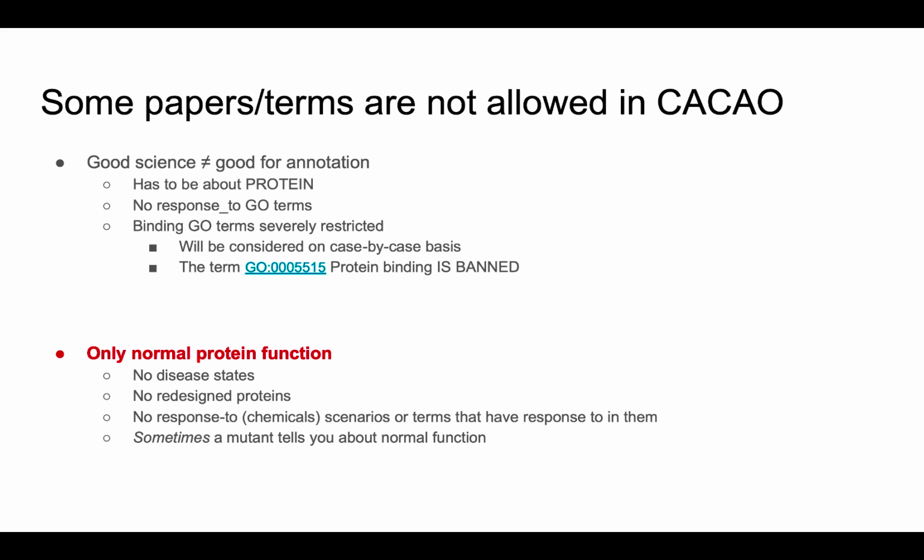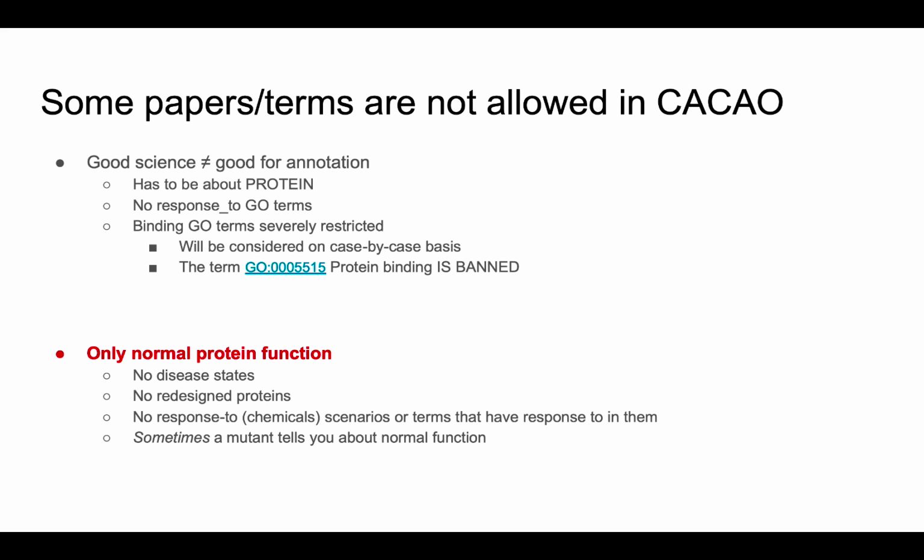All right, so this is the part where we have to tell you that there's a lot of really great science published in many different papers out there in the world. However, not all of those great science papers are good for annotation, and that's because it has to be about a protein. If there's this really awesome paper that you're super excited about, about a great compound that's going to be good for treating cancer, unless it's a protein, it's not going to work. So it's got to be about a protein.